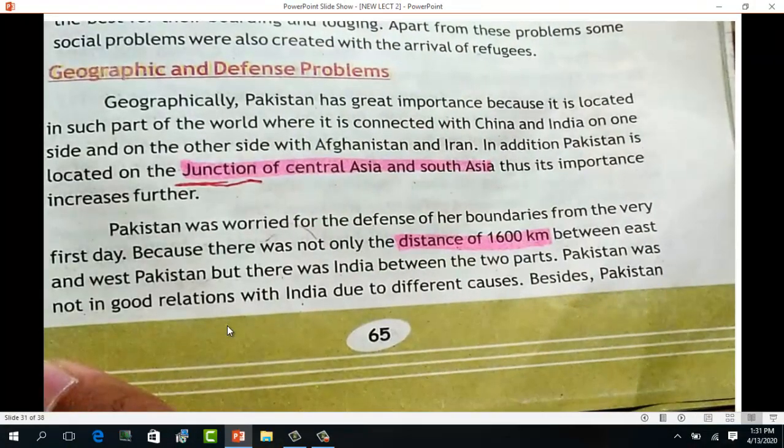Now moving toward page number 65. Open your book, page number 65. Geographic and defense problem. Geographically, Pakistan has great importance because it is located in such a part of the world where it is connected with China and India on one side and on the other side with Afghanistan and Iran. In addition, Pakistan is located on the junction of Central Asia and South Asia, thus its importance further increases.